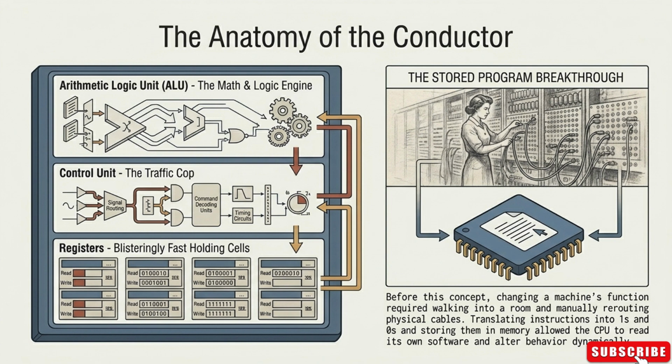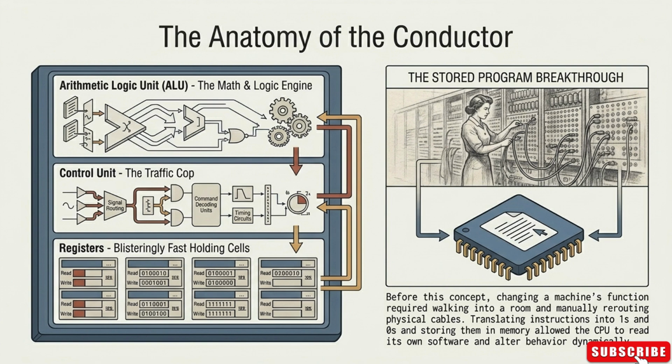Because before this, if you wanted an early computer like the ENIAC to run a different calculation, you couldn't just click an app on a screen. Oh, no. You had to physically walk up to the room-sized machine and manually reroute cables on massive plug boards, like an old 1940s telephone operator. Right, it was extremely tedious.